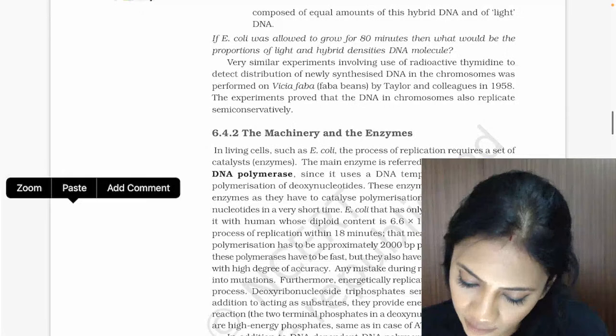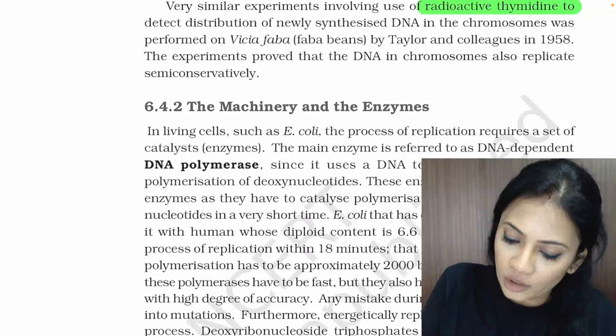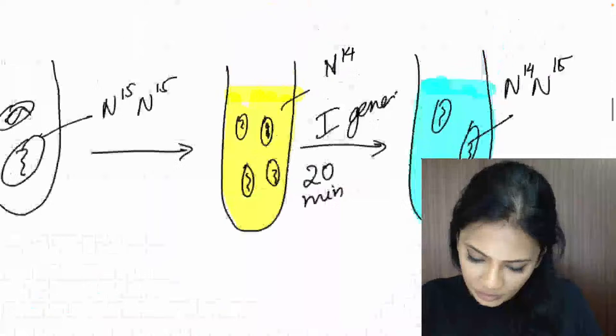Then, similar experiments involving radioactive thymidine were used to synthesize. Okay, no, we're not doing this. Sorry. Yeah, the same thing, right?